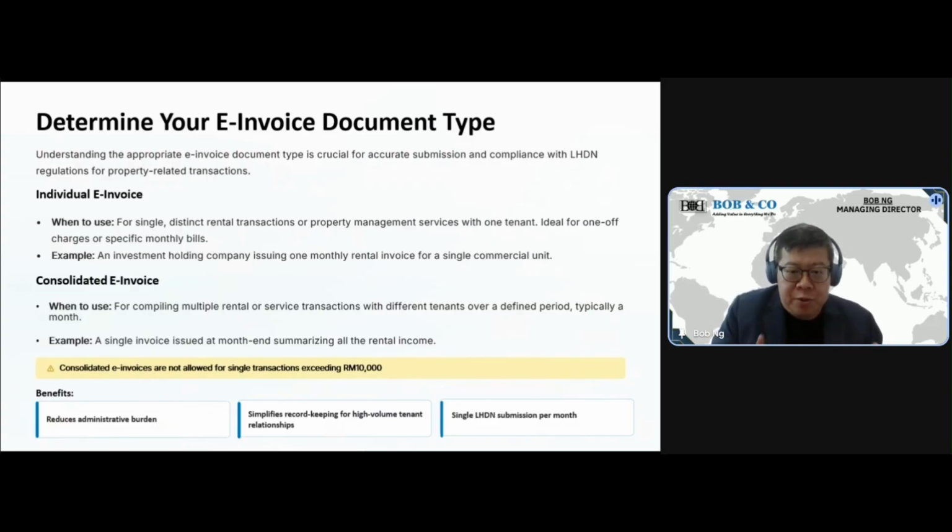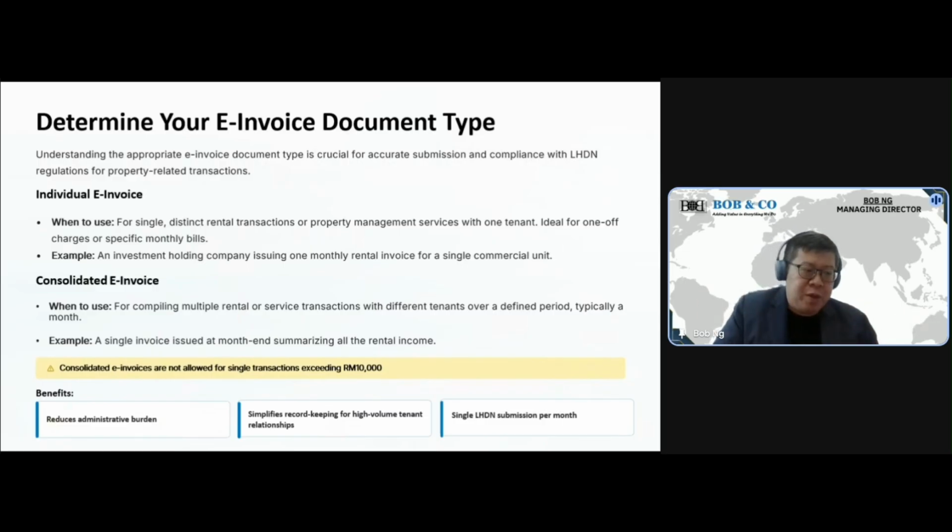You actually have an option to do this thing called consolidated invoice to lessen your burden of submission. What do I mean by that? If, let's say, this whole unit itself has 6 tenants, for example, you can combine or consolidate all these 6 tenants into a singular consolidated e-invoice to issue into the MyInvoice portal. However, the catch is, if a single transaction is above the amount of 10,000 ringgit, then you can't do a consolidated invoice. You would actually have to do an individual e-invoice.